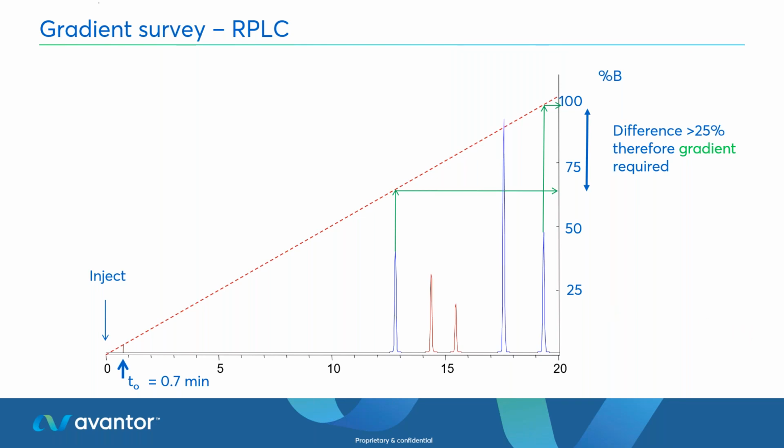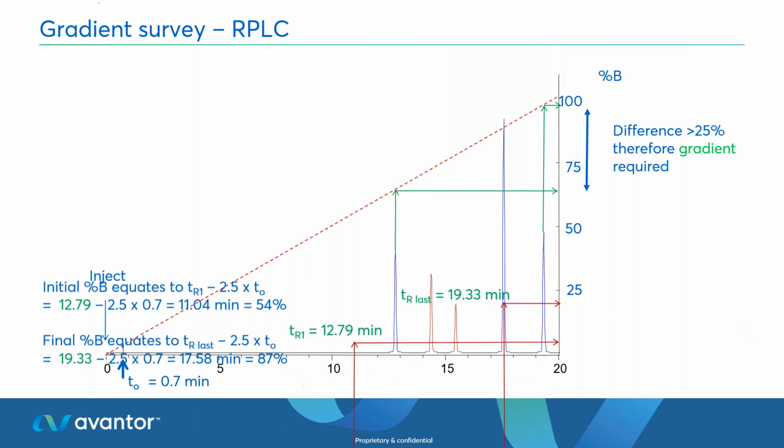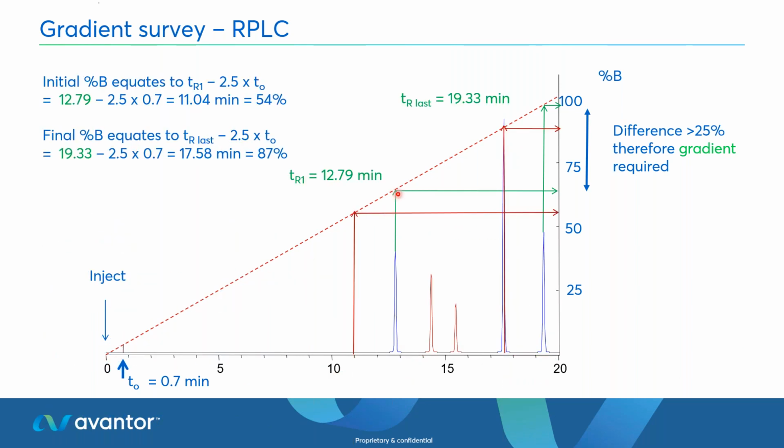And again, we use a very similar approach. So we look at the first peak, we take away 2.5 and we times it by the T0. We look at the last peak, take away 2.5, times it by the T0. And then we read off what percentage B those equate to. So this is suggesting now that actually we should run not 0 to 100% B, but 54 to 87% B to achieve a good separation of these analytes.